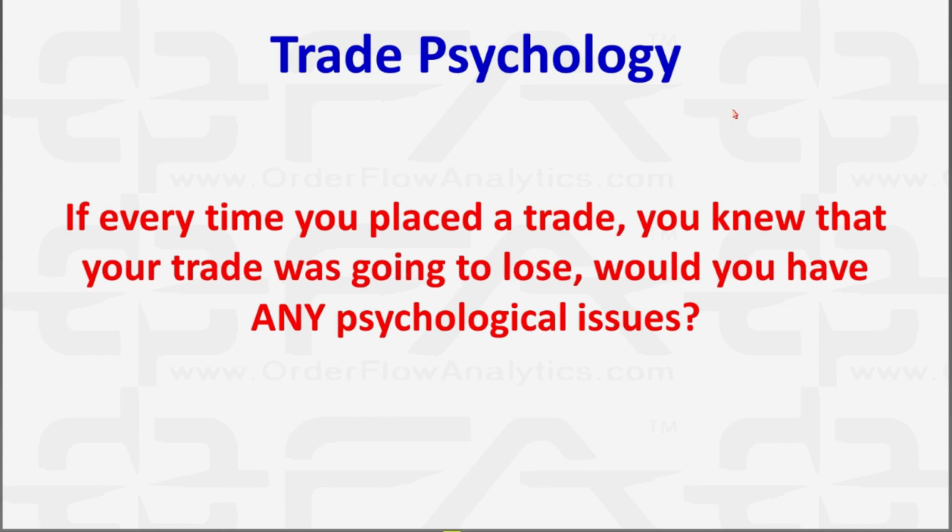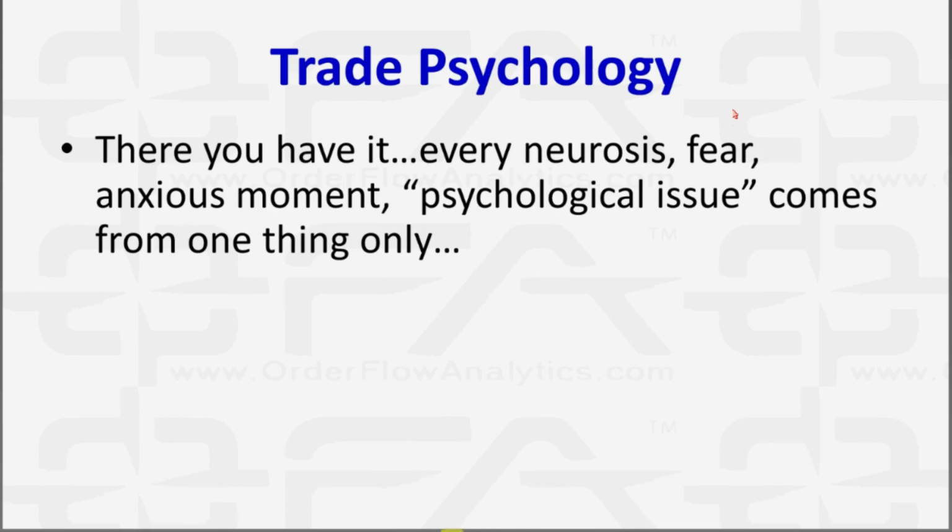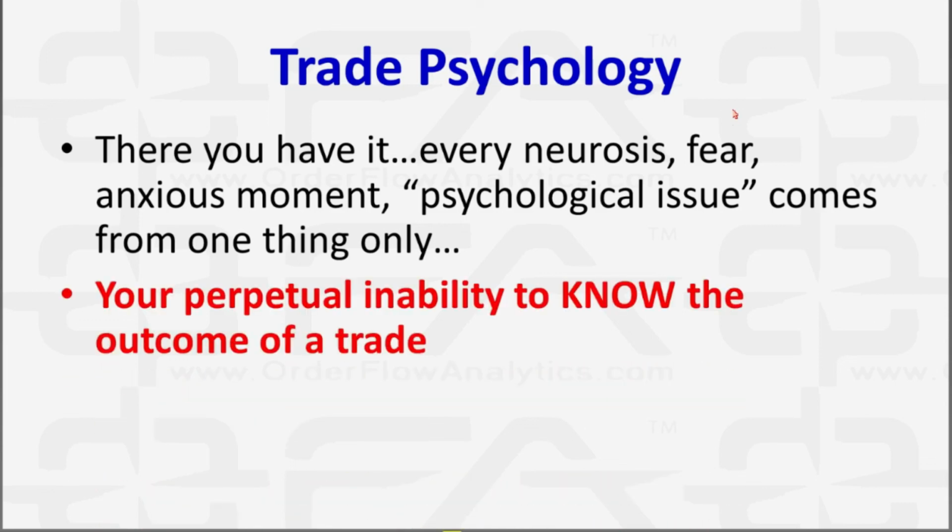If every time you placed a trade you knew that your trade was going to lose, would you have any psychological issues? No, because you knew you were going to lose. You wouldn't even trade. Why would you ever even trade if you knew you were going to lose? Therefore, you wouldn't have any psychological issues. So there you have it. Every neurosis, fear, anxious moment, psychological issue comes from one thing: your perpetual inability to know the outcome of a trade.